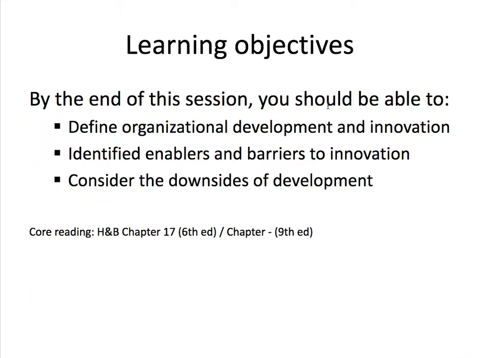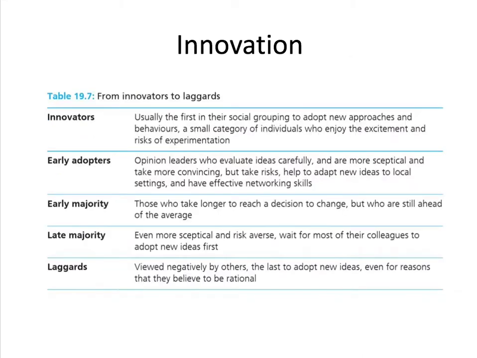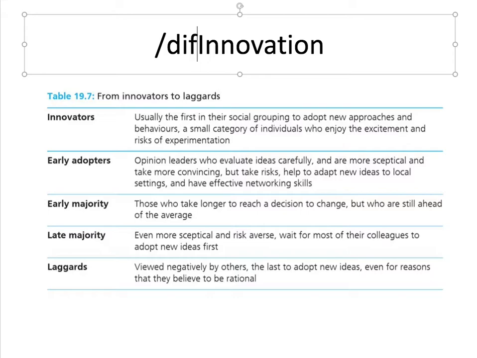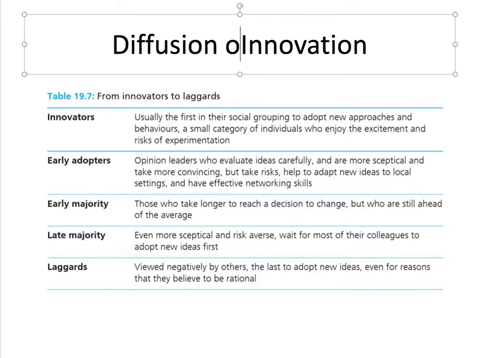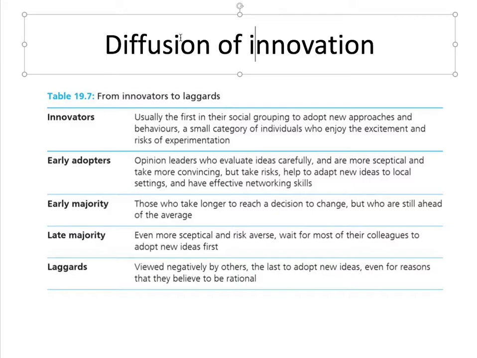Okay, so we've talked about organisational development and innovation. We've talked about some of the enablers and the barriers to innovation. Let's think a little bit more critically now about innovation. So, when we talk about innovation, sometimes we talk about what's called the diffusion of innovation. That is, how is it that an innovation moves from one organisation to another?